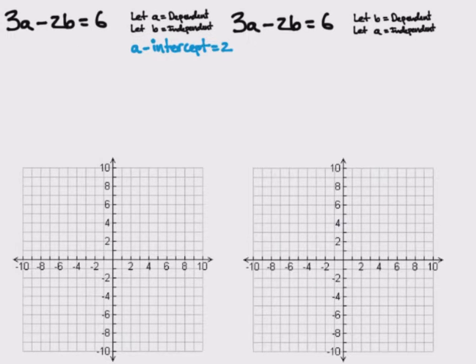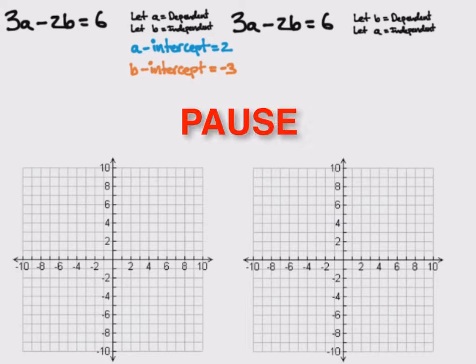Likewise, if we set a equal to 0, then we're just going to be left with negative 2b equals 6, and of course b will equal negative 3, meaning our b-intercept is negative 3. So let's go ahead and label our axes accordingly and graph our intercepts accordingly on both these pairs of axes.